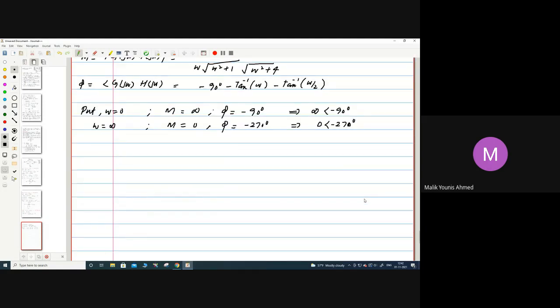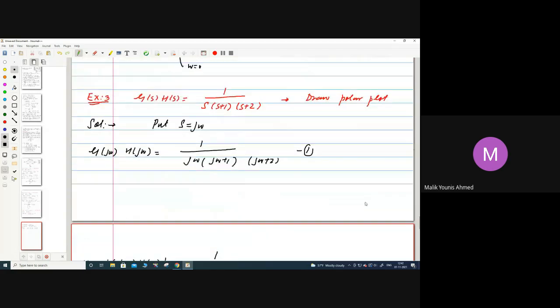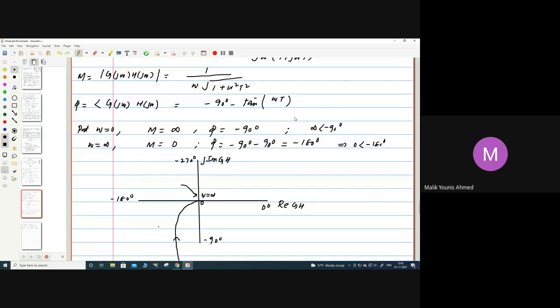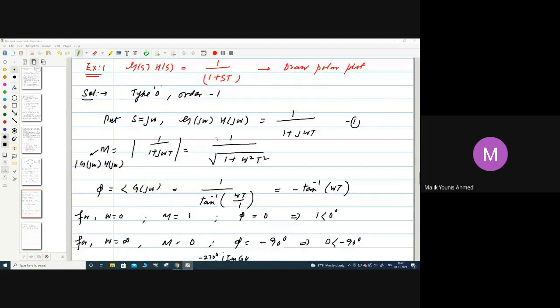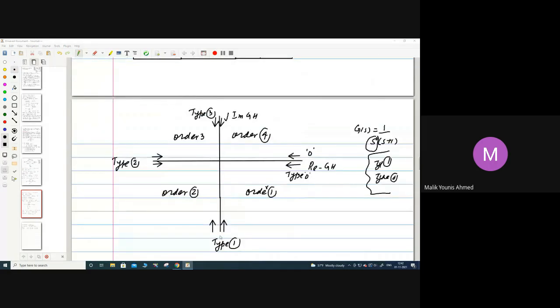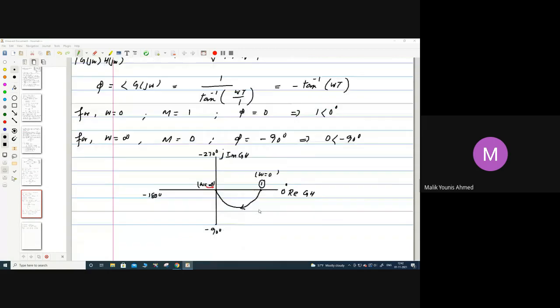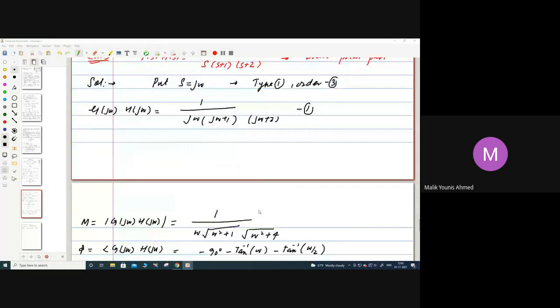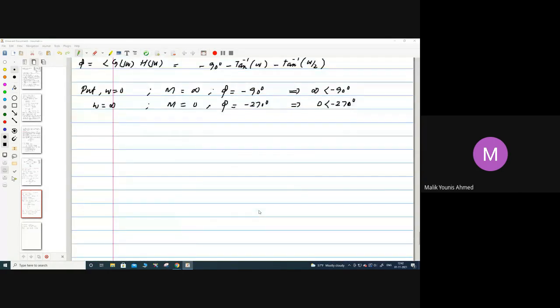So let us draw this. We have not written the type and order before, sorry. Here it is type 1 and order is 3. Before drawing the graph, we should know where it will be. Type 1 is here, order is 3. So it should start from type 1 here and it should end in quadrant number 3. Order 3 is here, if we are coming in the clockwise direction. See, we can draw the graph for this one.